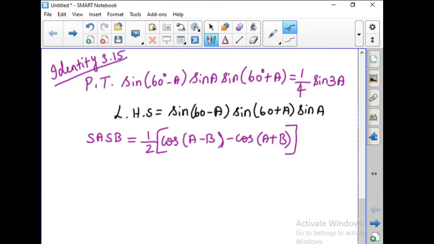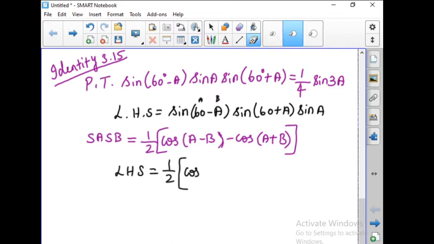So இந்த ஃபார்முலாவை நம்ம எப்படி இங்கே அப்ளை பண்ண போகிறோம்னா, LHS is equal to sin(60 minus A) sin(60 plus A), இதை A-ன்னு எடுத்துக்கோ, இதை B-ன்னு எடுத்துக்கோ. அப்போ we can write this as 1 by 2 cos(A minus B). A minus B-னா what it is? This can be taken as A and this can be taken as B. So what is cos(A minus B)?